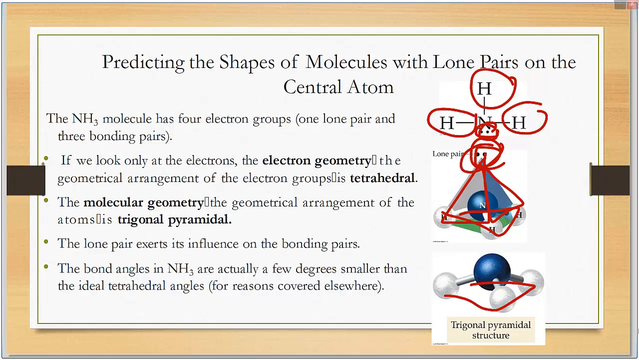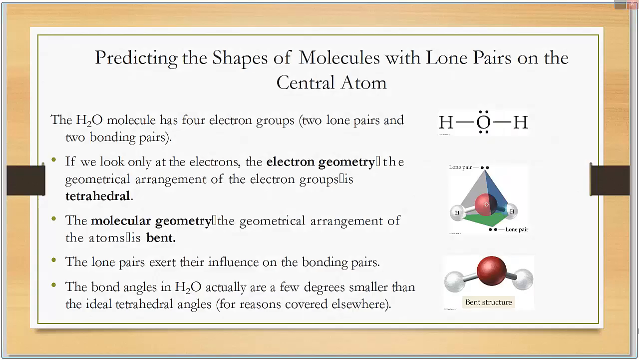Once again, I've heard some instructors try to emphasize the tri, so they'll call it trigonal pyramidal, but most people actually call it pyramidal. The lone pair exerts an influence on the bonding pairs. The bond angles for NH3 are actually a few degrees smaller than the ideal tetrahedral angles. The reason is, I know this is covered elsewhere, but I'm going to explain it right now. Those lone pairs are closer to the atom, so they push these down a little bit more, thus making this angle smaller.